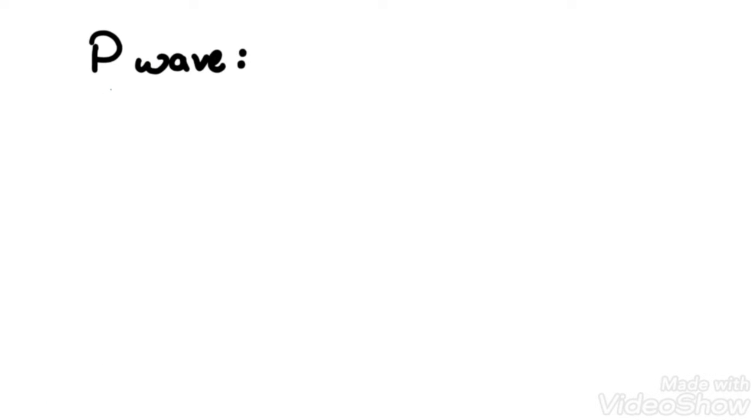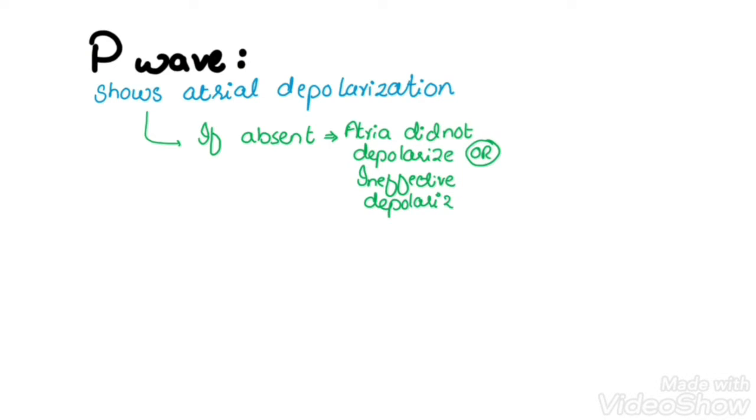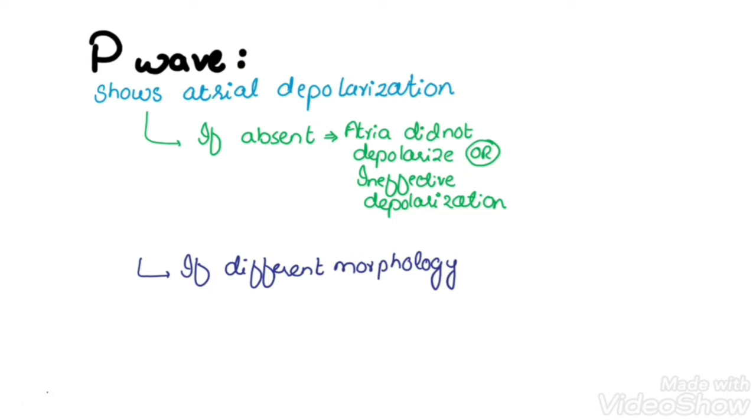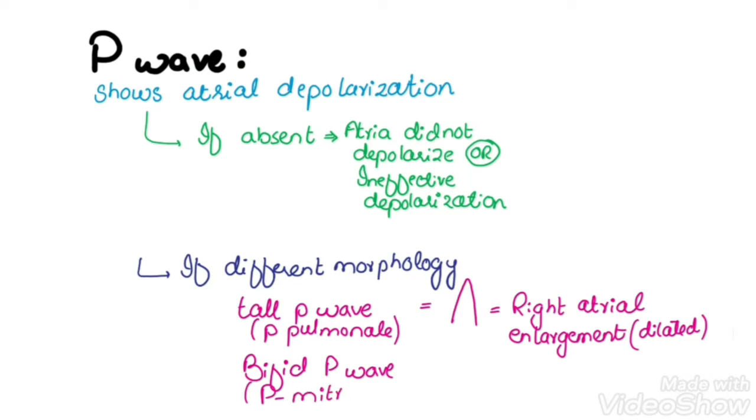The P wave, as we said, shows the atrial depolarization. If this P wave is absent, this means that the atria are either not depolarizing or their depolarization is ineffective. On the other hand, if this P wave looks different, either it is tall, known as P pulmonale, this means that the right atrium has been dilated. If this P wave is bifid, that shows that the left atrium is dilated.